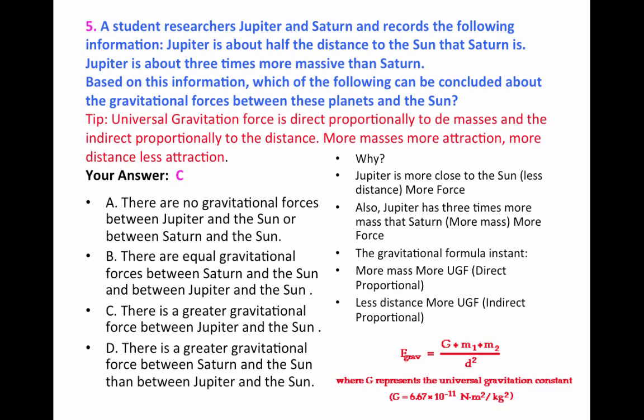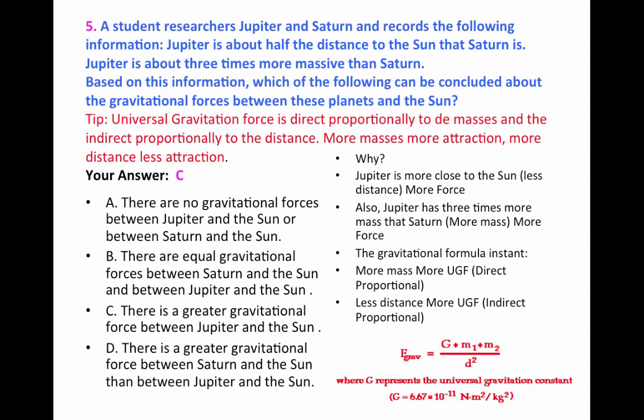Also, Jupiter has 3 times more mass than Saturn. More mass, more force. The gravitation formula says it. More mass, more universal gravitation force, directly proportional. Less distance, more universal gravitation force, inversely proportional.